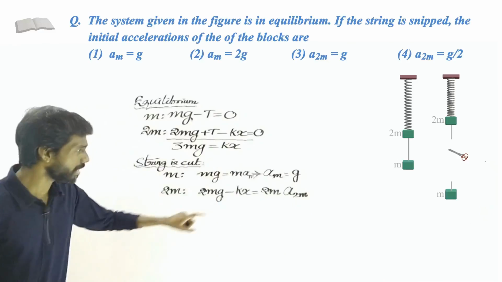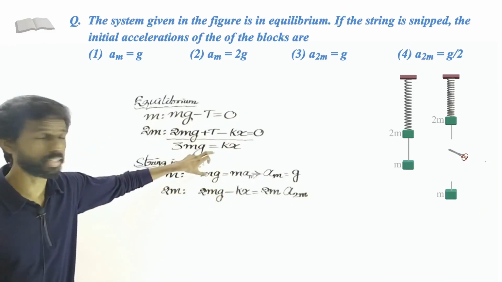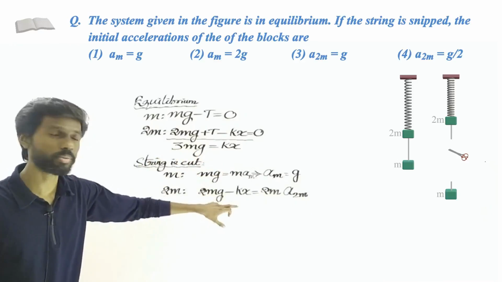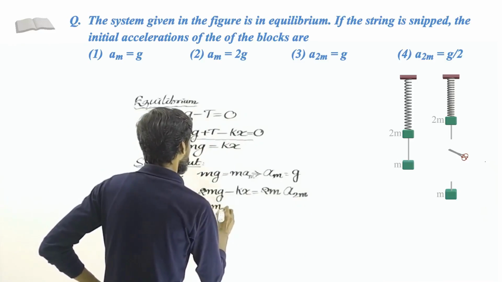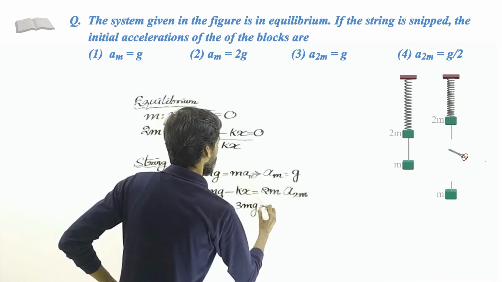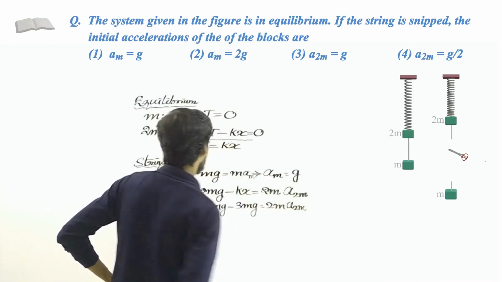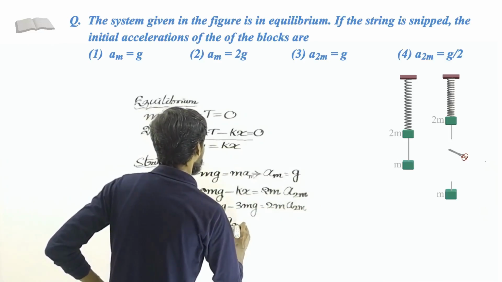This kx is already known. We found it earlier, so kx is 3mg, and we can substitute it directly here. So 2mg minus 3mg equals 2m multiplied by the acceleration of this 2m block. So we can write the acceleration of this 2m block.